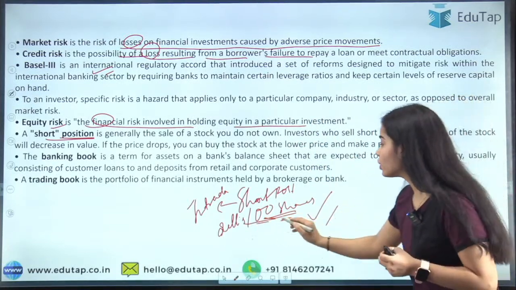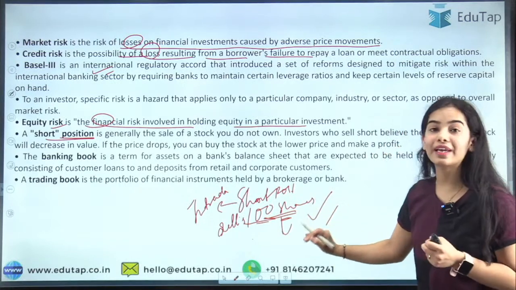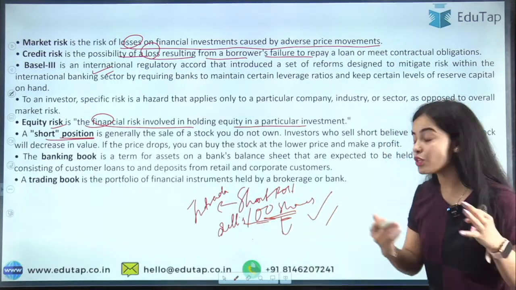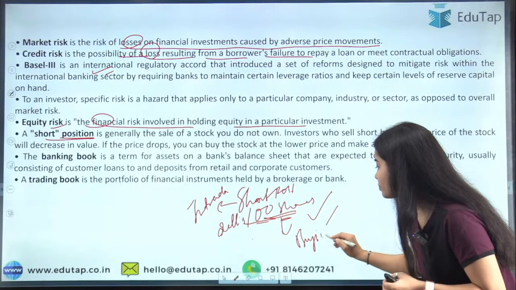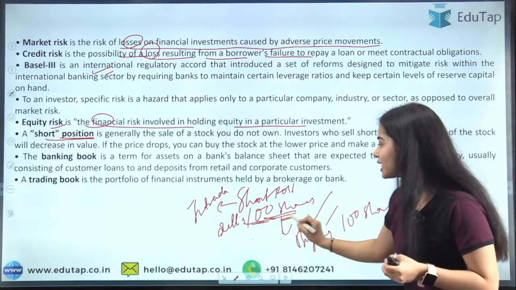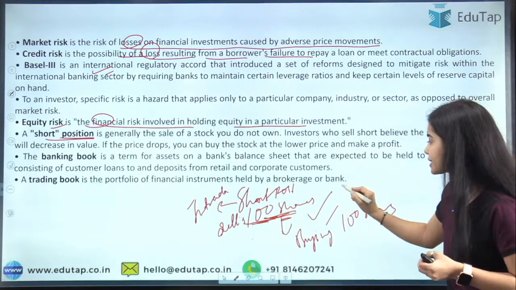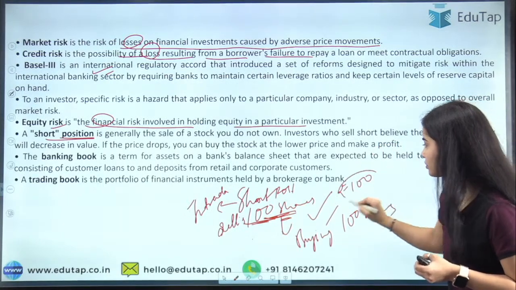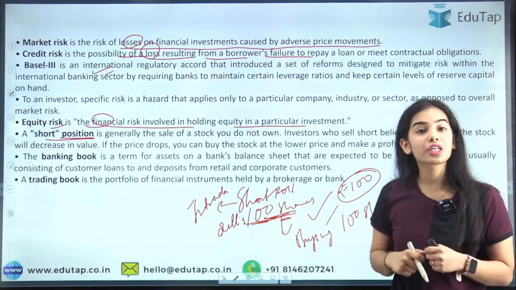So what you will do is you will wait for the value of these shares to go down, and then you will buy those shares. You will buy those 100 shares to sell. So that is, you are selling the 100 shares at, let's say, rupees 100. Okay, but you do not have this share. So how are you selling?